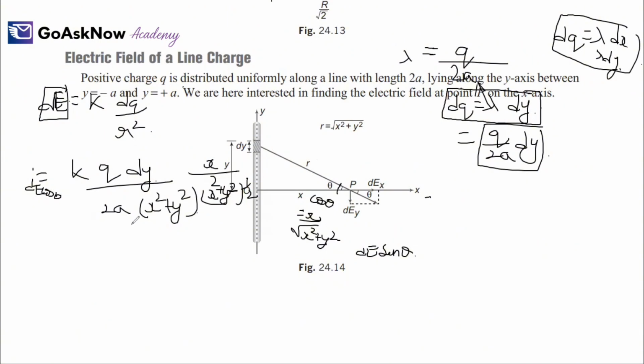Okay. So this is your dE cos theta, and if you now simplify it, it will come as k q x upon 2a into x square plus y square to the power 3 by 2, because here one power is there and 1 by 2 power is there. So 3 by 2 power will be there. And here you have dy also. So you are getting like this. Let's see the next calculation part.